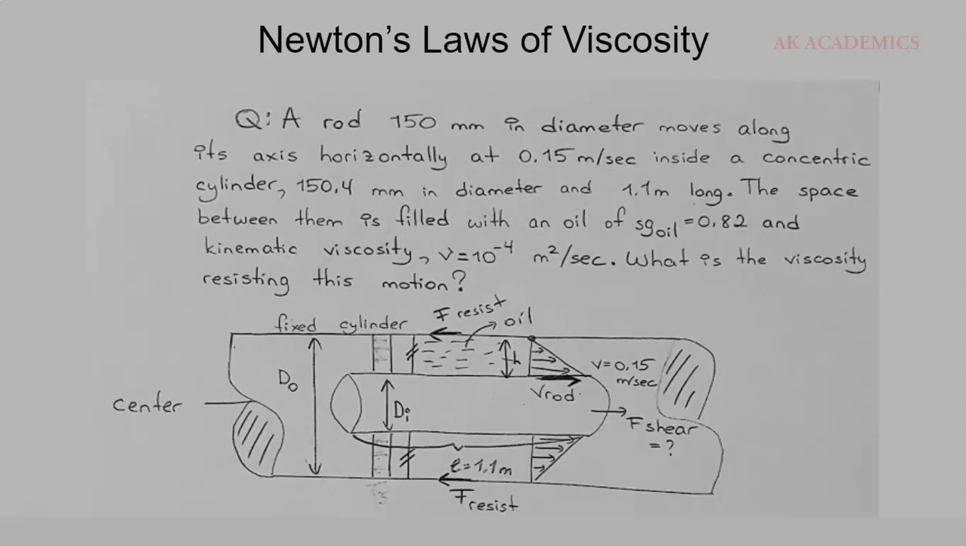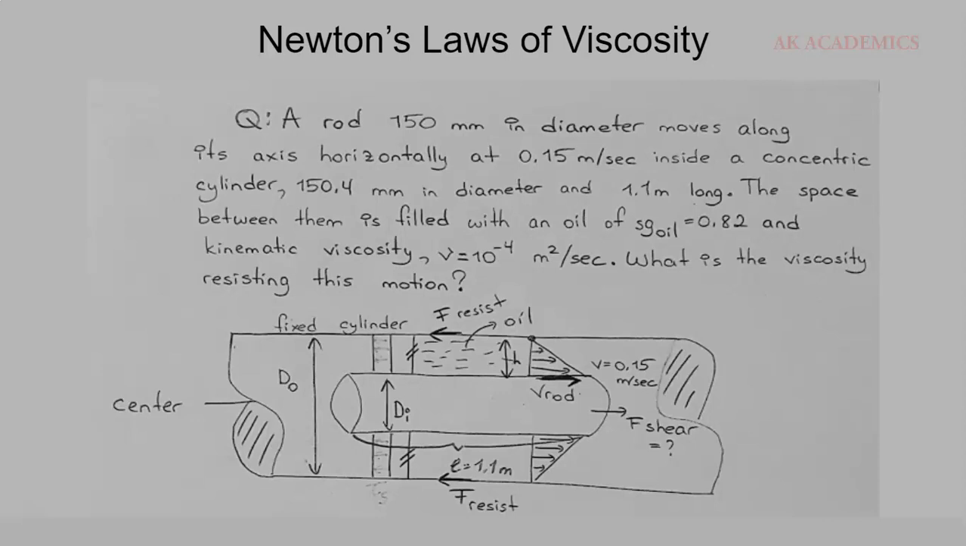Before we go on, you might want to quickly look at this cylinder and the rod and how they are connected. You can see we have the big cylinder, which has a diameter of D naught, and then we have the rod right in between the cylinder with the diameter of Di. And since they are concentric, it simply means both of them have the same center.